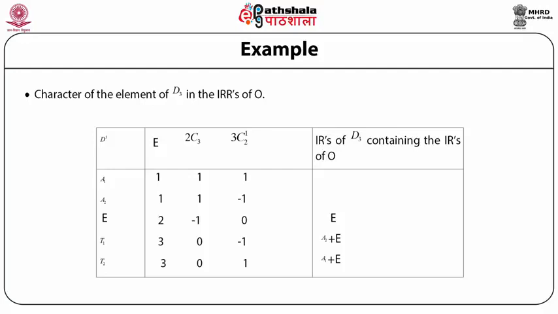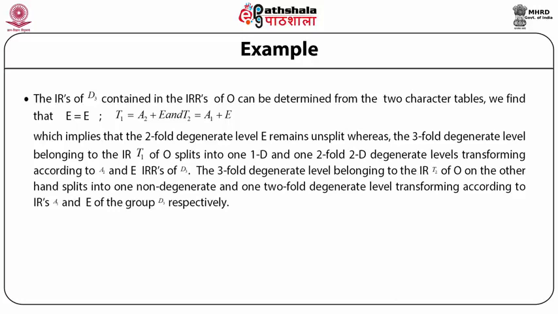Now from the table it is clear that the two-dimensional representation E of O contains the irreducible representation E of D3. So E contains E. The three-dimensional irreducible representation T1 contains the representation A2 plus E, and T2 is equal to A1 plus E. So what does it mean? It means the irreducible representations of D3 contained in the irreducible representation of O can be determined from the character tables. And what do we find? We find that E is equal to E, T1 is equal to A2 plus E, and T2 is equal to A1 plus E.